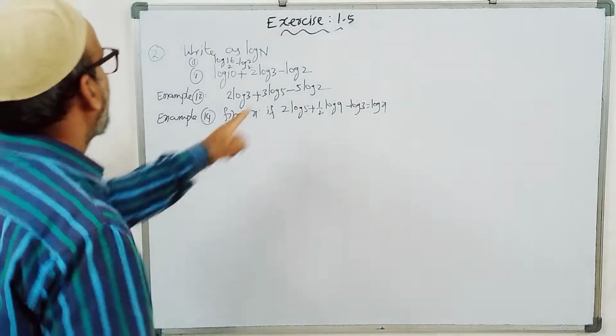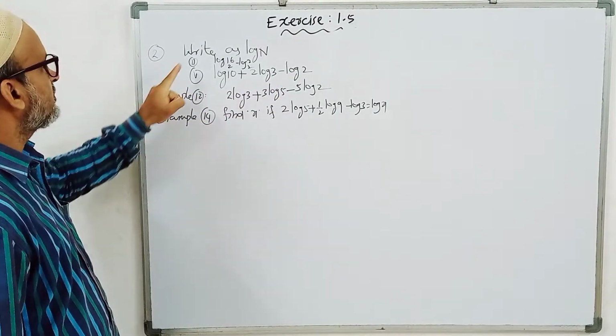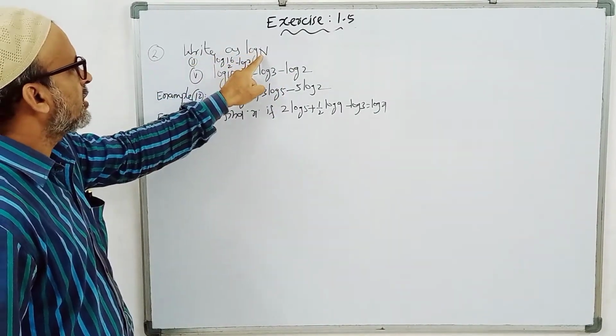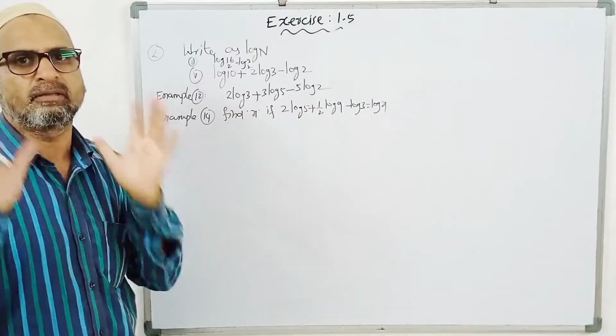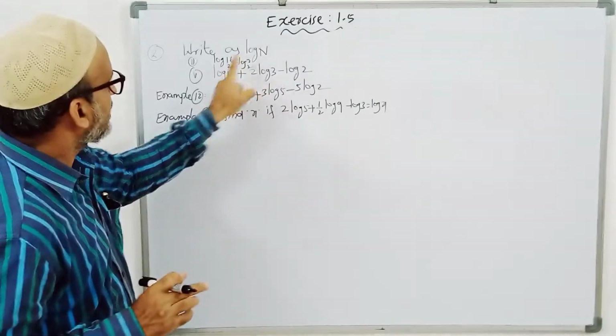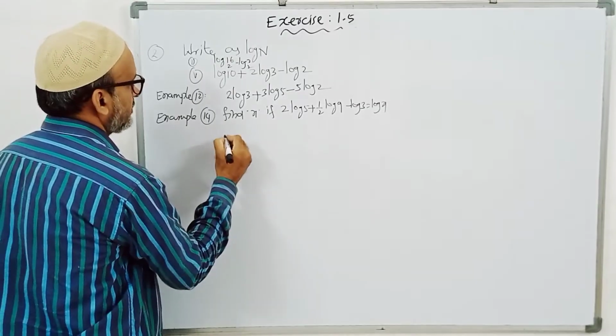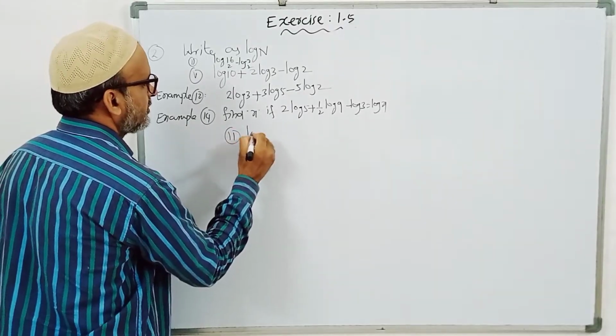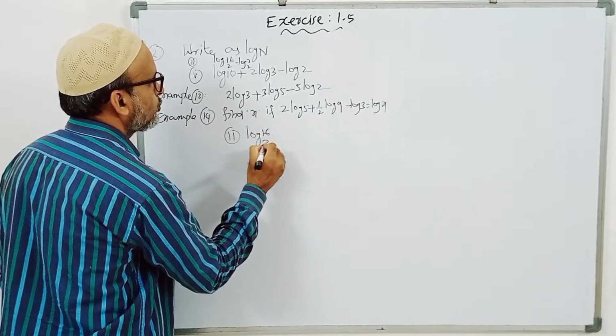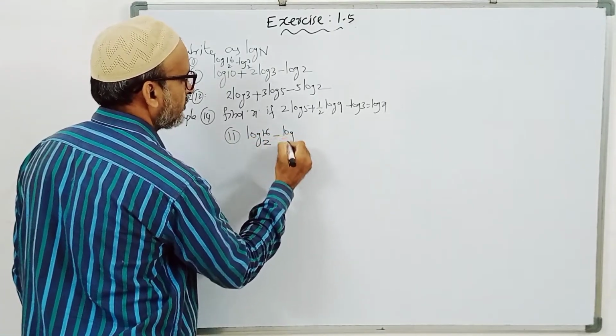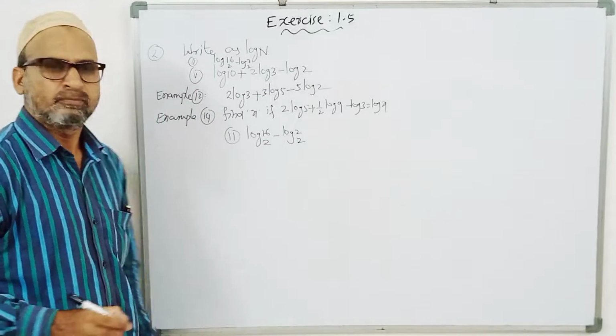Exercise number 1.5 and some example problems. Write as a single logarithm. Many logarithms are there, and we should convert them into a single logarithm. So the second bit: logarithm of 16 base 2 minus logarithm of 2 base 2 is equal to.